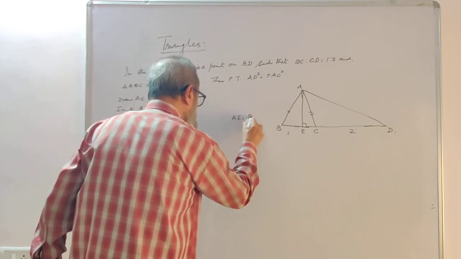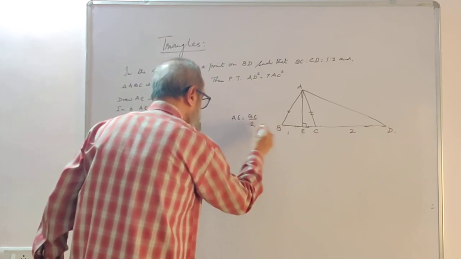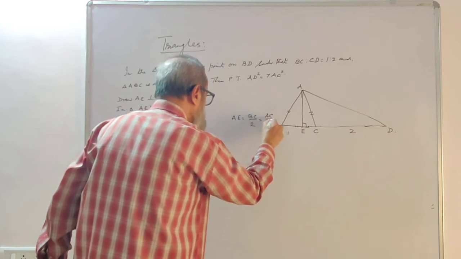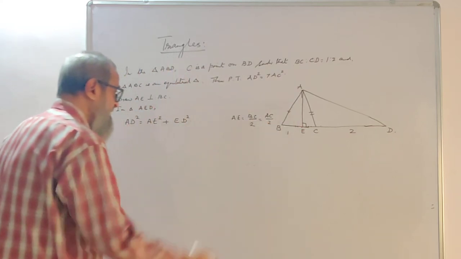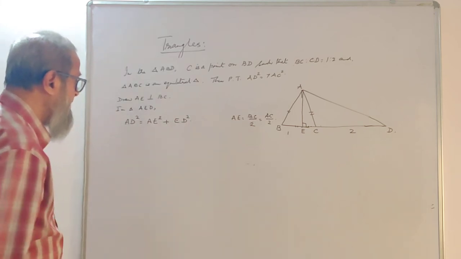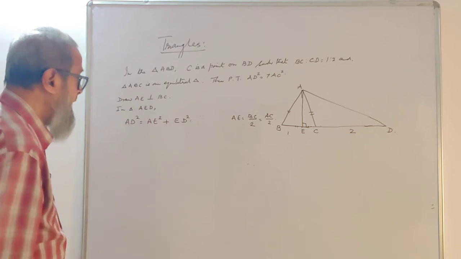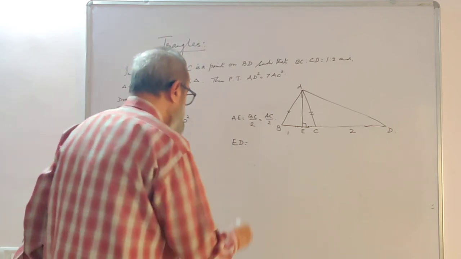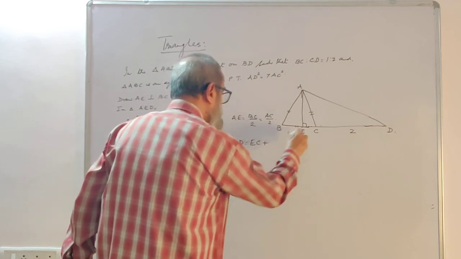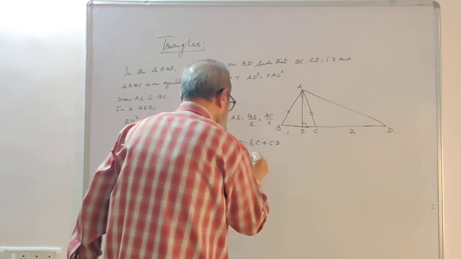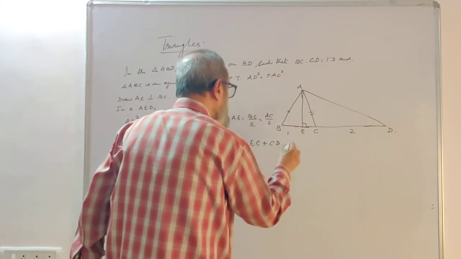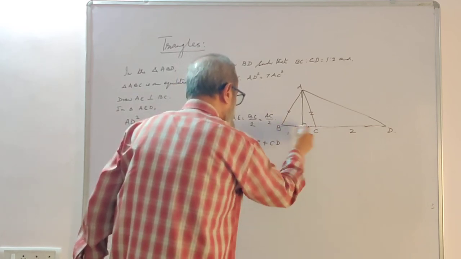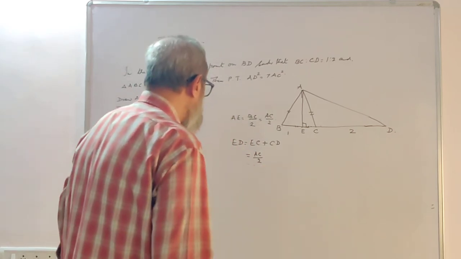Now, AE is BC by 2, or that is, this point will be in the middle of BC, or it can be written as AC by 2 also, because BC is equal to AC. ABC is an equilateral triangle, so AE will be BC by 2 or AC by 2. Now ED will be EC plus CD. Now EC will be AC by 2 again, or half of BC, right?